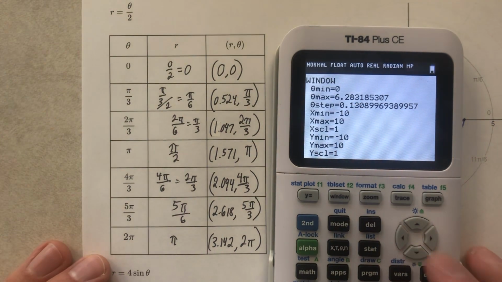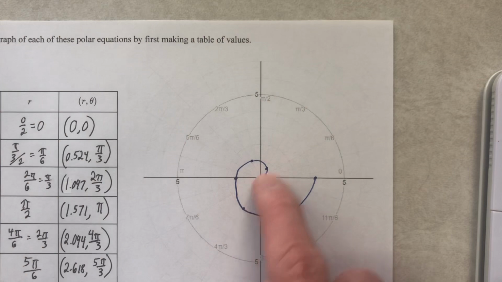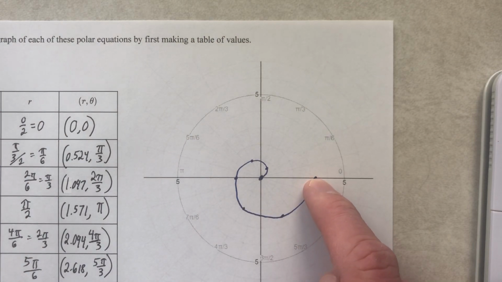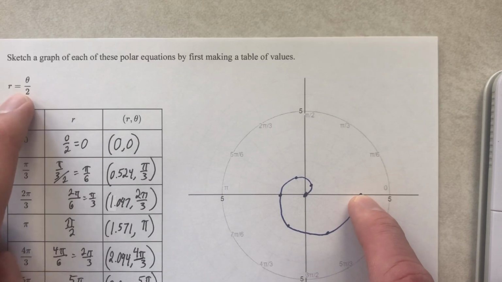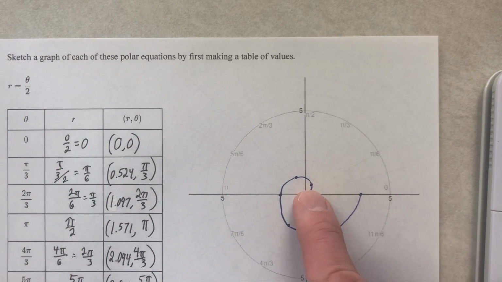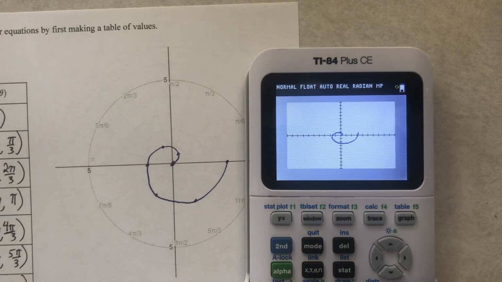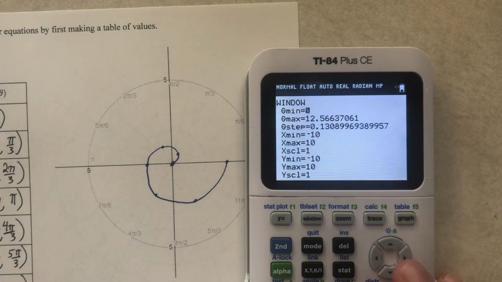We could adjust it to be 4 pi, and instead of it going around one time, it's going to go around twice. But considering the equation is theta over 2, it's going to continue outward. It's not going to loop back into the inside. All right, so graph. There it goes. There it goes again. Isn't that neat? How many times do you want it to go this time? Let's go 3.